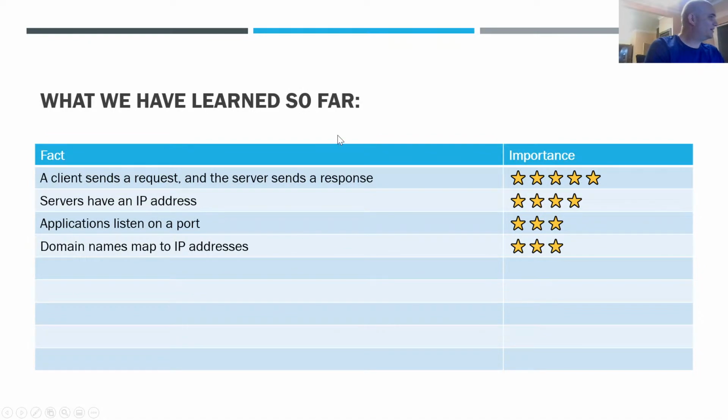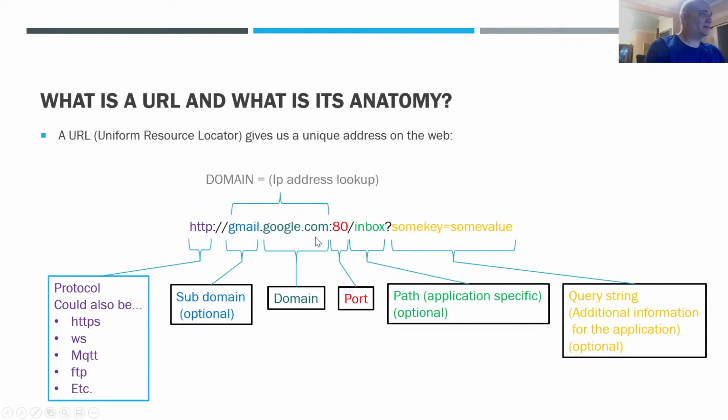So we can see that we're looking at things very simplistically here. A client sends a request and the server sends a response. Servers have an IP address. Applications listen on a port, and domain names map to IP addresses. So that's pretty much all we have done so far.